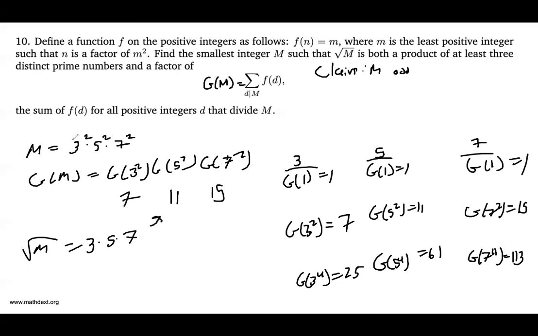M is a product of at least 3 distinct prime numbers. This guy actually works. You can't get any smaller than it, but it works. So therefore, this is our answer. If we look at this, we get that it's 105 squared, which is 11,025. And this is our answer.